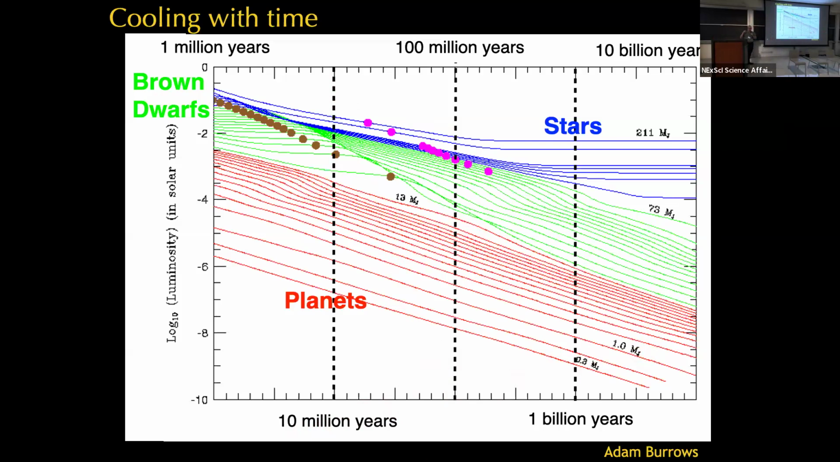And so if you want to have a chance of detecting a planet when it's still bright, you're going to have to go after the younger planets, the younger stars hosting the younger planets. So things that are 100 million years, 10 million years, or younger.